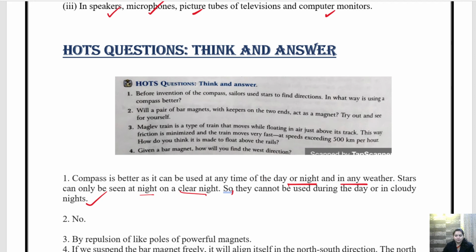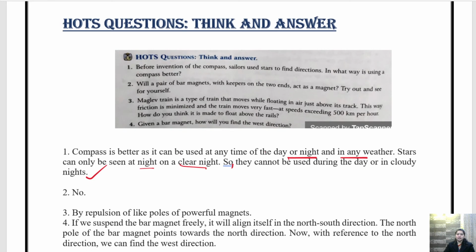Now question number 2. Will a pair of bar magnets with keepers on the two ends act as a magnet? Try out and see for yourself. So the question says, will a pair of bar magnets with keepers on the two ends, अगर हमने keeper दोनों ends पे लगा दिया है and we have a bar magnet, so will it act as a magnet? No, definitely it will not act as a magnet. Why? Because they will not conduct the magnetism. ठीक है, इसीलिए हम उसको कीपर में रखते हैं कि they will not show that magnetic property. Okay, so the answer is no.